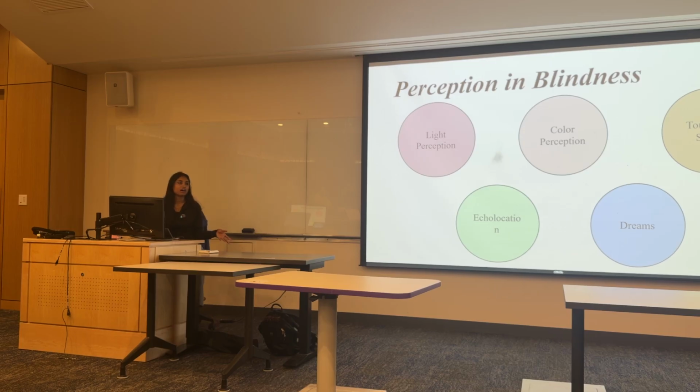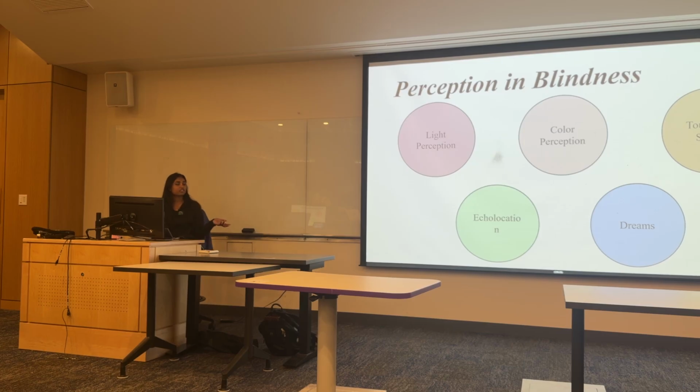And then touch and sound. I'm still not sure how this works, but there's a common saying that if one person loses one sense, all their other senses make up for it. A lot of blind people have very elevated touch and sound. They have really good senses in terms of touch and sound, and they can also rely on this, of course, to perceive their environment.